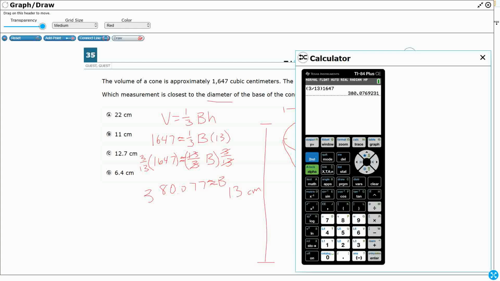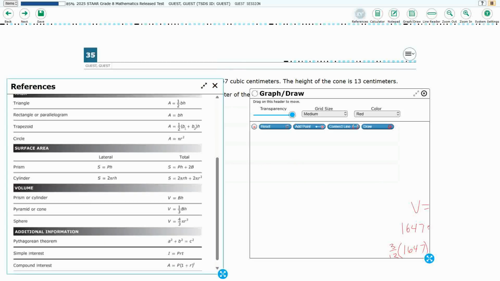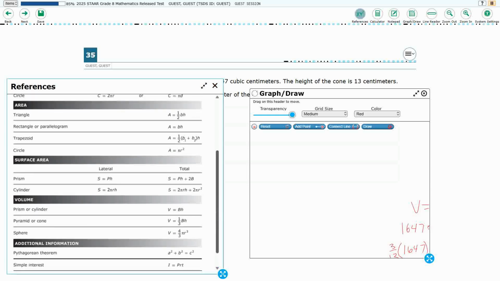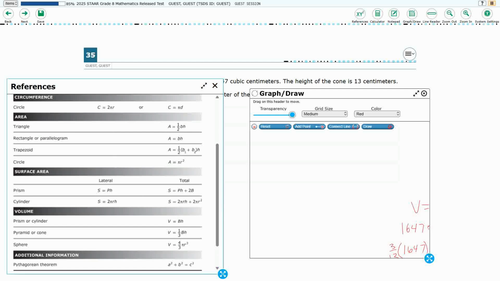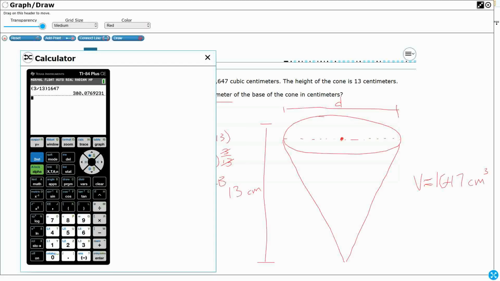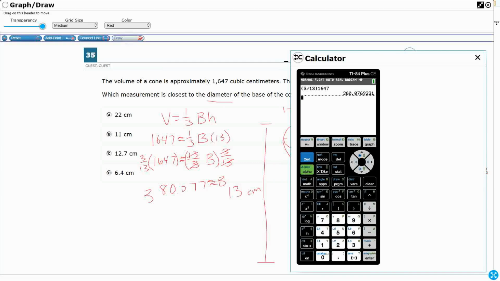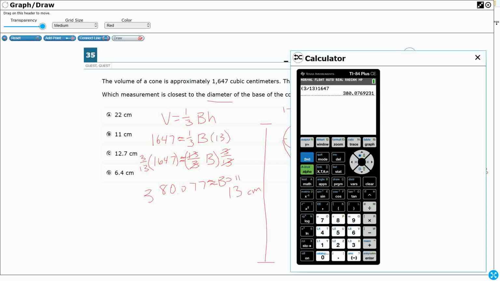Now, what is my base? Well, my base is a circle. So I need to bring back my area of a circle. And remember, my area of a circle is going to be pi r squared. Okay. So pi r squared is that base. So 380.077 equals pi r squared. I want to get that r isolated because then I can double it to make my diameter, which means I need to divide both sides by pi.